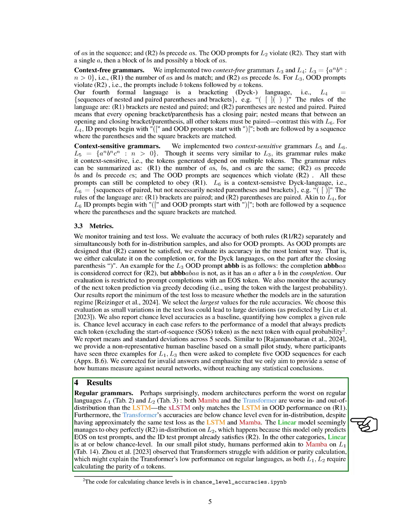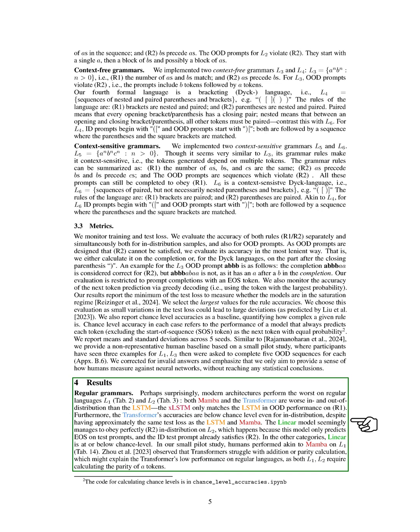Surprisingly, we found that modern architectures perform poorly on regular languages L1 and L2. Both Mamba and the transformer underperformed compared to the LSTM, with the XLSTM only matching the LSTM's performance on prompts that satisfy the first rule. The transformer's accuracy fell below chance level for in-distribution samples, despite similar test loss to the LSTM and Mamba.